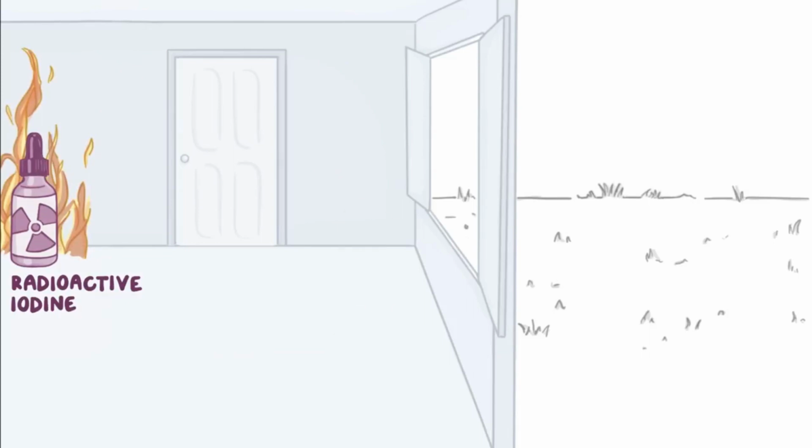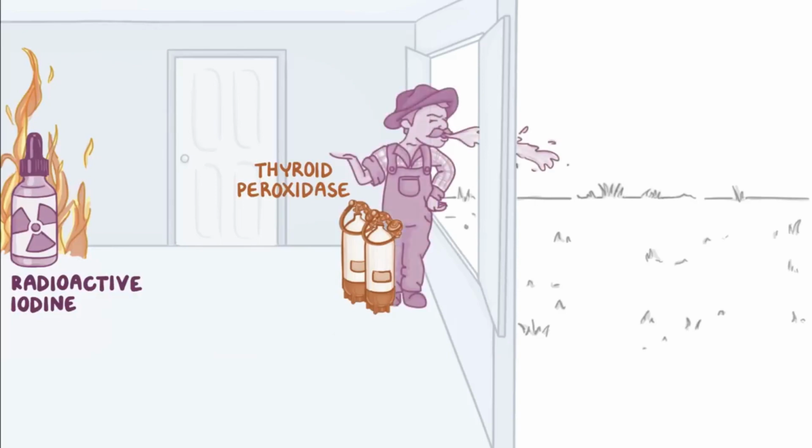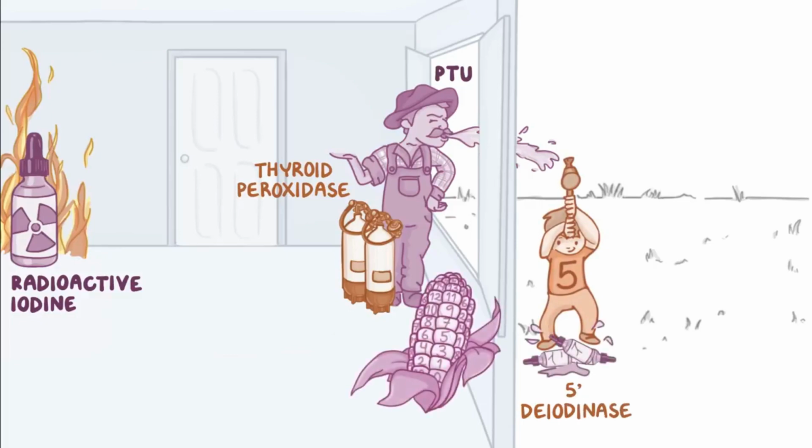In the middle of the room is a pair of oxygen tanks to represent thyroid peroxidase, and we can put those thioamides here. The oxygen is for a nasty old farmer who's spitting out the window, going patooey for PTU. He's spitting on the 5-year-old kid outside who's smashing iodine bottles, since PTU also inhibits 5' deiodinase. The farmer grows giant maize, or corn, with numbers on the kernels for methimazole.